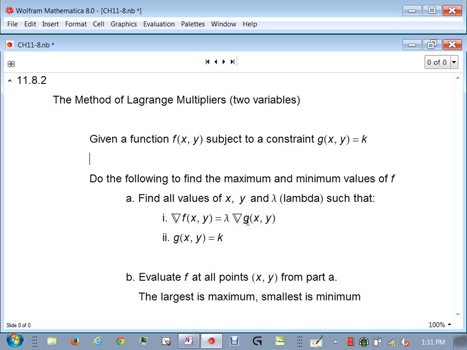In other words, the gradients are what? Scalar multiples, which means they're parallel, right? So we have to figure out where the gradients are parallel, and then we also have to make sure that the constraint equation is satisfied also. Then once we find those points, we evaluate our function at all the points we found, and the largest is the max and the smallest is the min. If we can do that, we will have found the max and min.